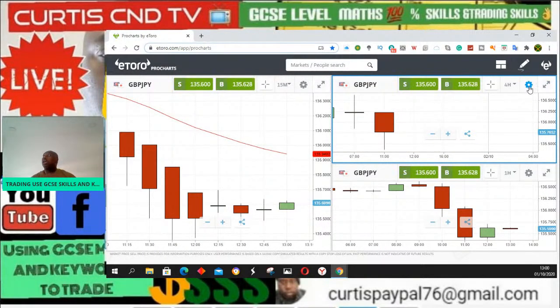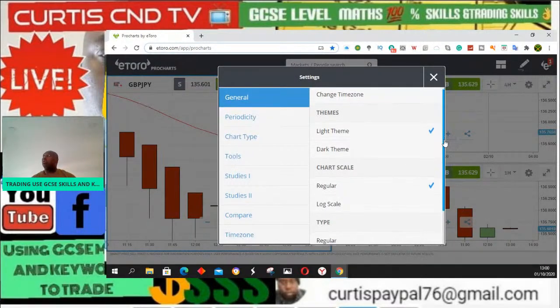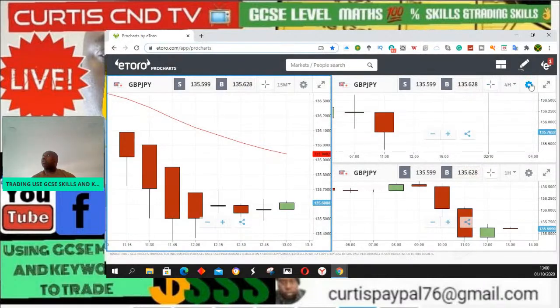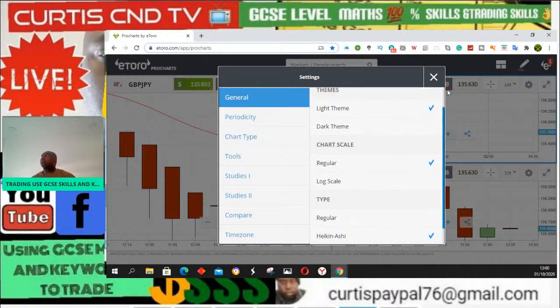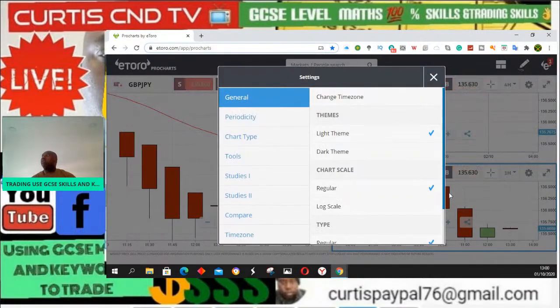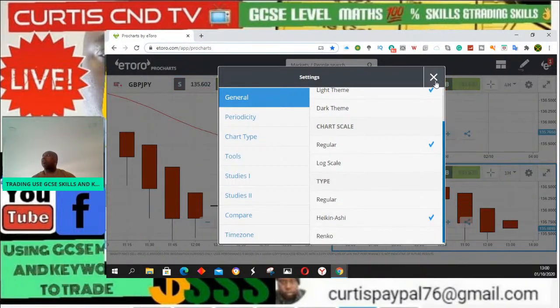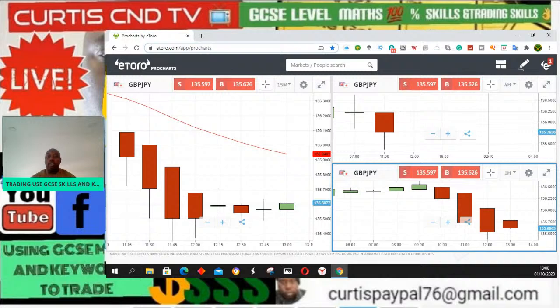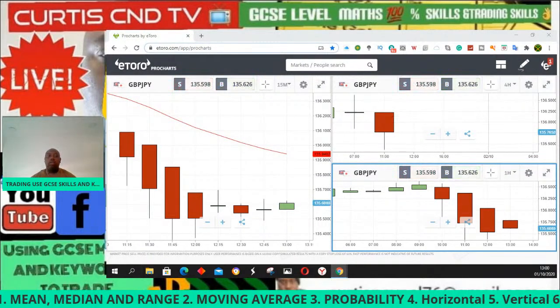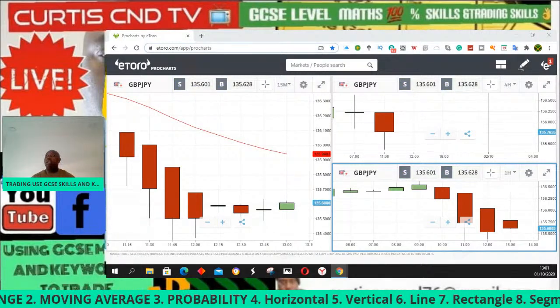Now, I look and make sure all my settings are right. Check my 4 hour. Check my 1 hour. You can see here, everything is below the 20 moving average. Everything is below the 20 moving average.